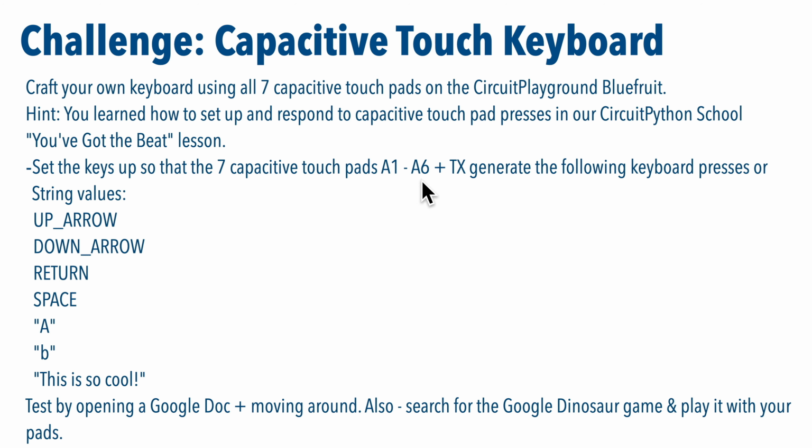So that's A1 through A6 plus TX, and they should generate the following keyboard presses or string values. Up arrow, down arrow, return, space, the letter A, lowercase b. And for the 7th one, the phrase, "this is cool." Now you can test this by opening up a Google Doc like we did before and moving around.